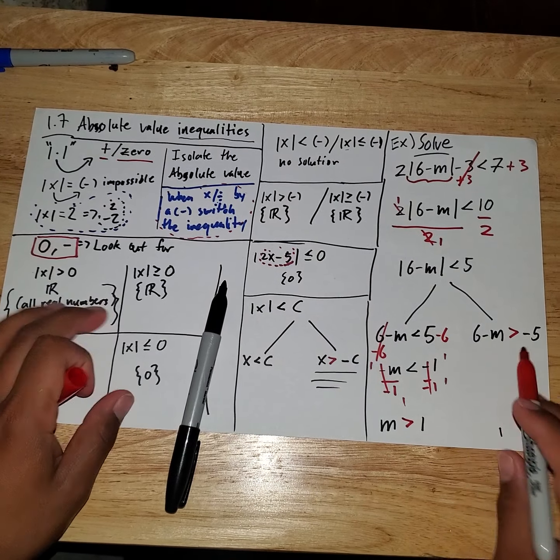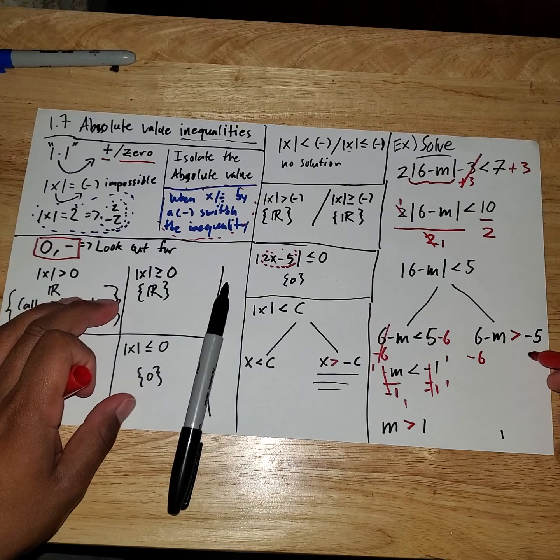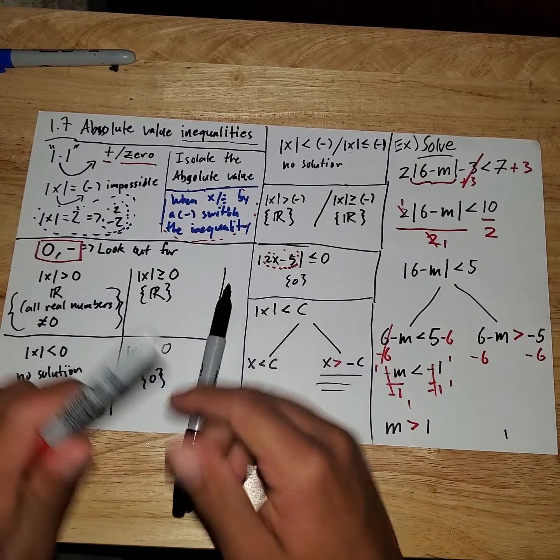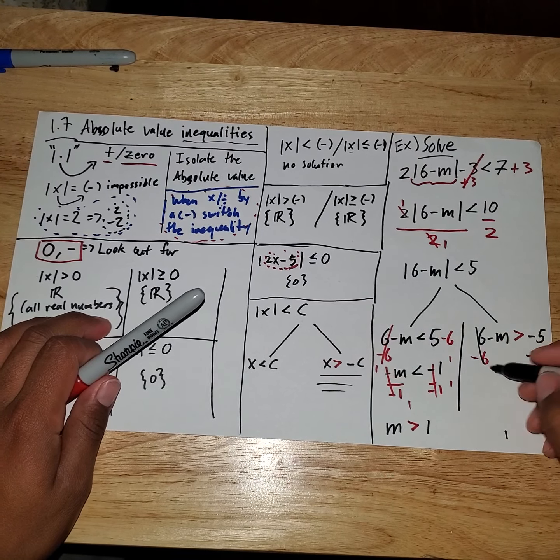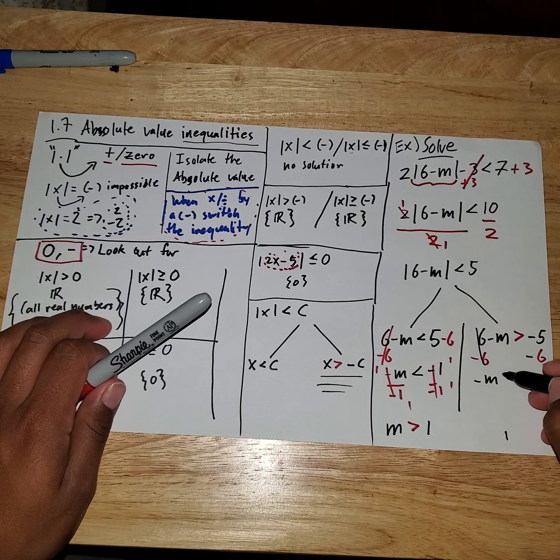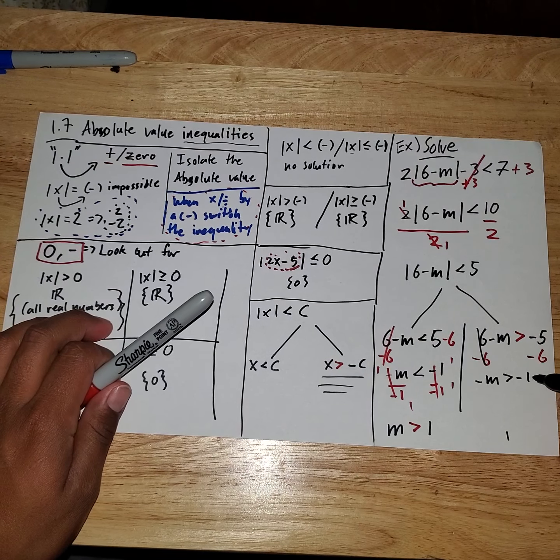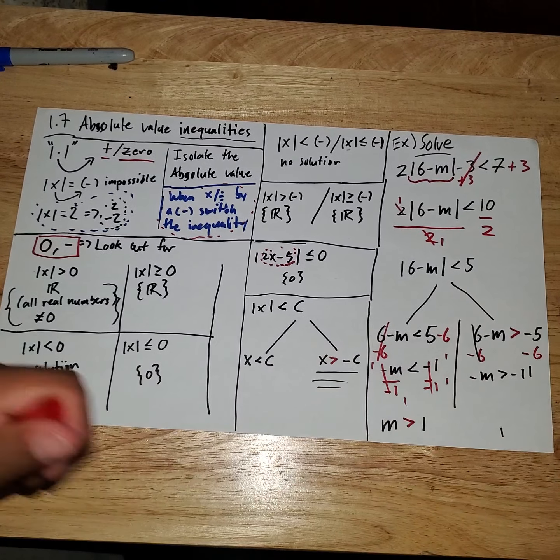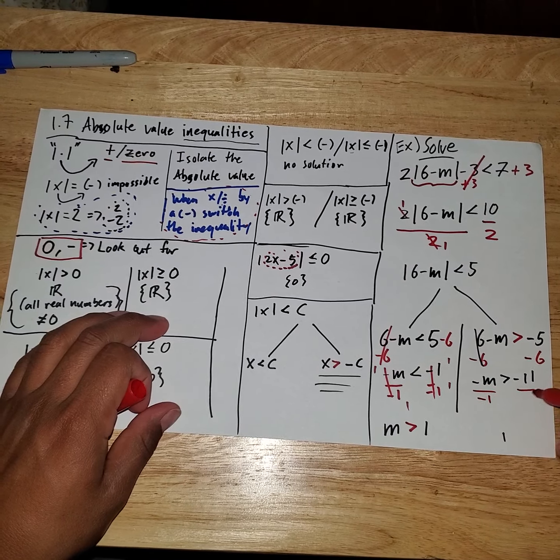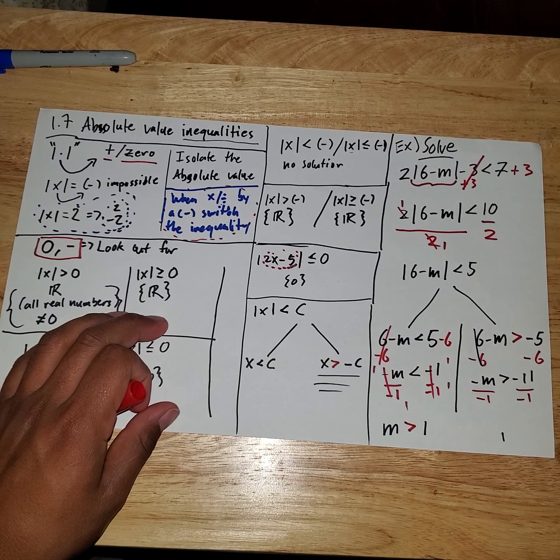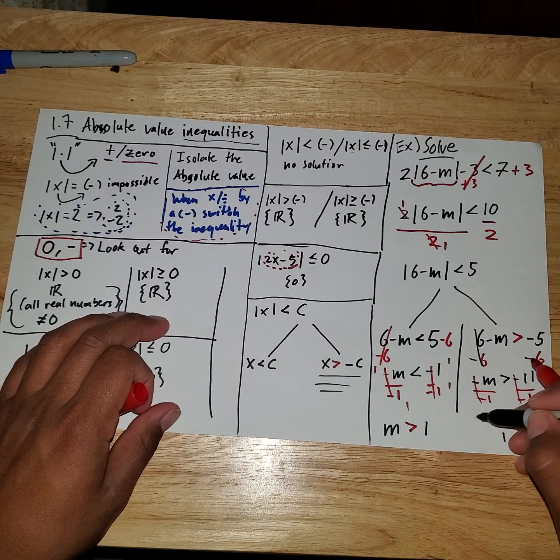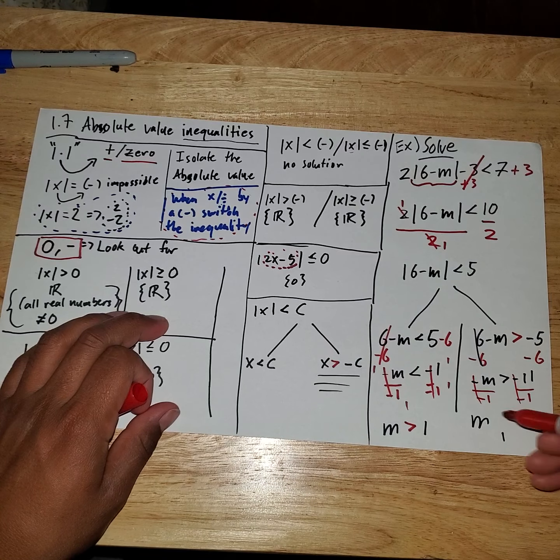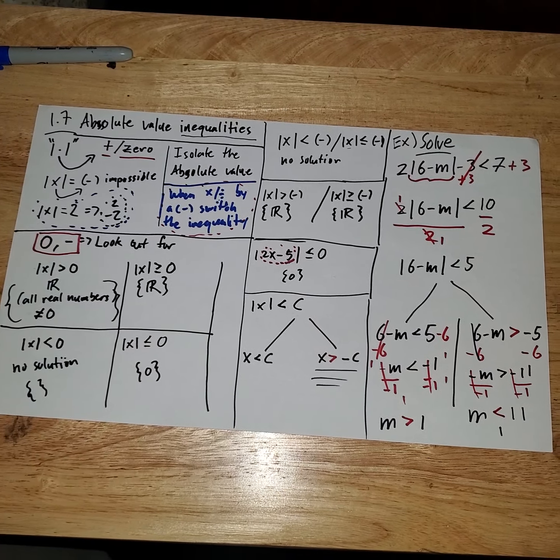Now here, we have to subtract by 6 as well. These cancel. I have negative m greater than negative 11. And we have to divide by negative 1. So again, since we're dividing by a negative, we're going to switch the inequality. And then we're left with 11.